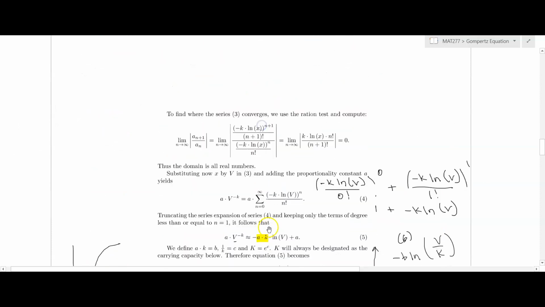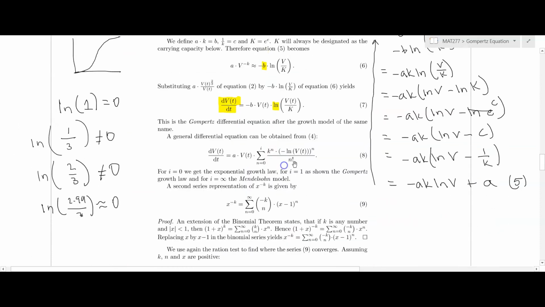So based on how many terms you have in this series expansion, we only went with 1 to get the well-known Gompertz differential equation, but had we had infinitely many of these terms, if we continued to expand this sum out and go beyond the first degree, we would actually end up with the Mendelssohn model, which is a times v to the 2/3.